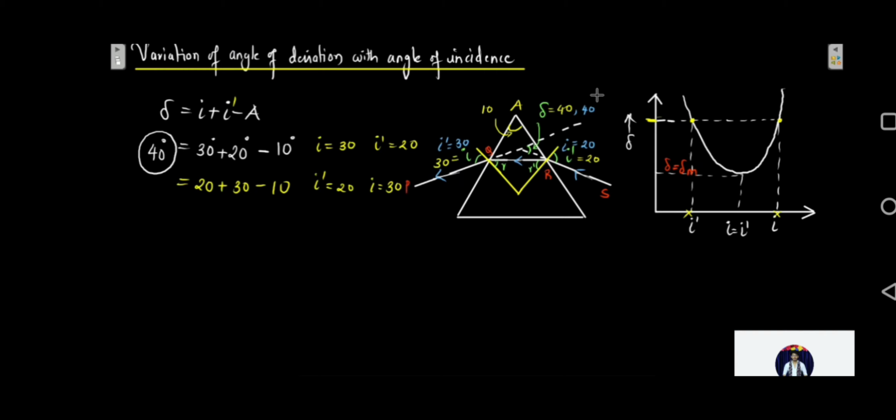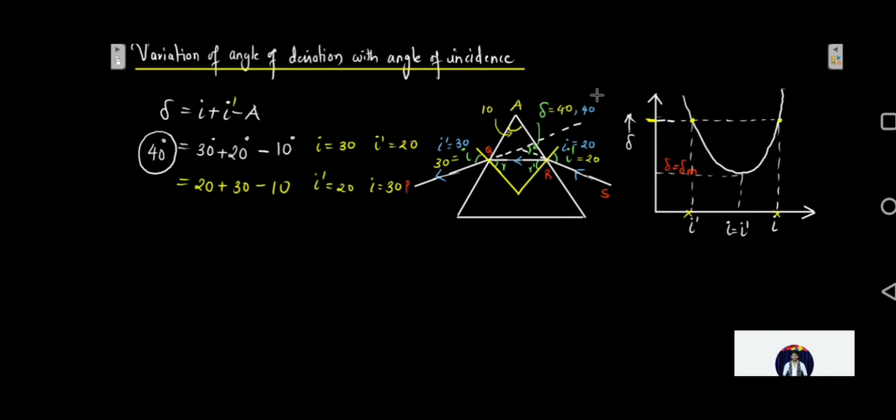The same path will be followed in the opposite direction. So we can say physically, it means that the path of the ray can be traced back, resulting in the same angle of deviation. There will be no harm happening to the angle of deviation. Only the angle of incidence and angle of emergence will get interchanged. 30 will become 20, 20 will become 30. It is going to trace the same path back.